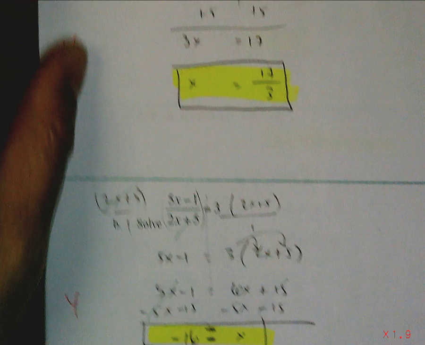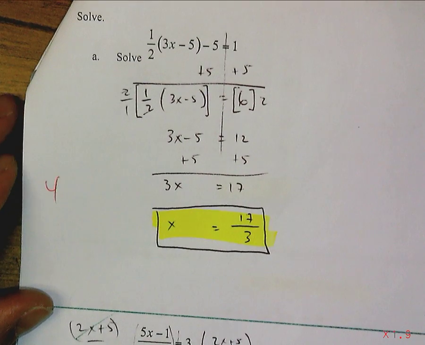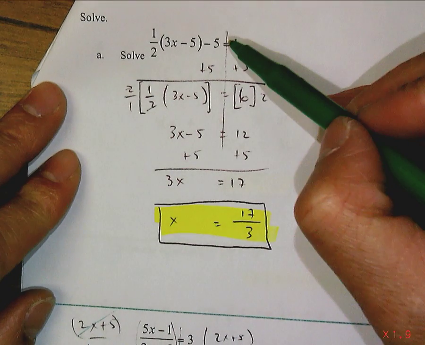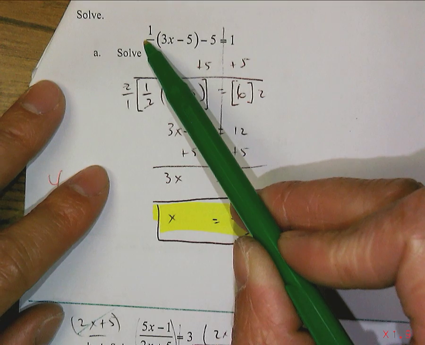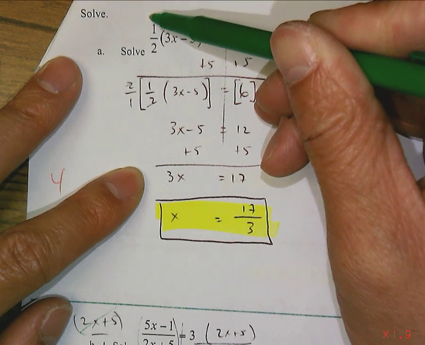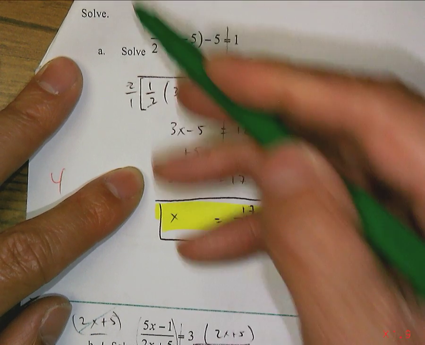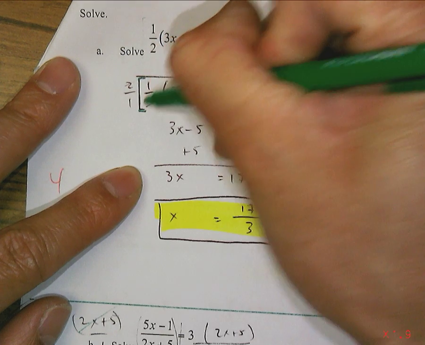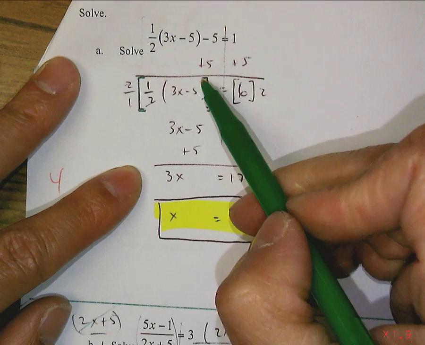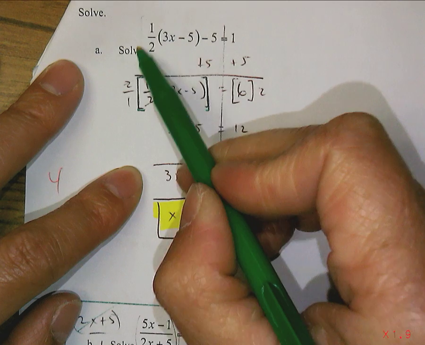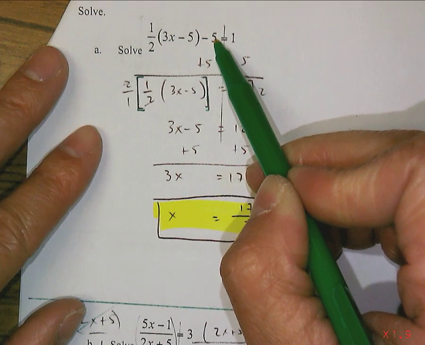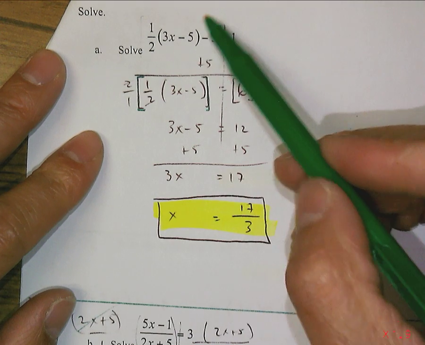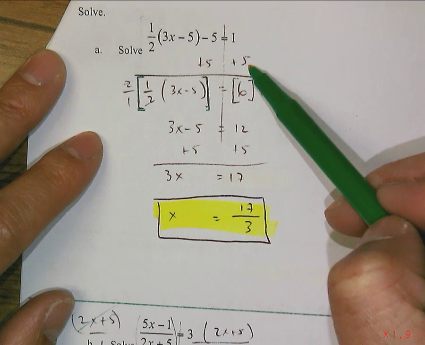Question number 5a, you're asked to solve. The common mistake for students here is if you're going to multiply by 2, well, you would have to multiply by 2 the whole expression here. Do you see how I label that in brackets? So if you're going to do that in the very beginning, don't forget to distribute that 2 to the negative 5 as well. The fastest way of doing the problem is just adding 5 to both sides.